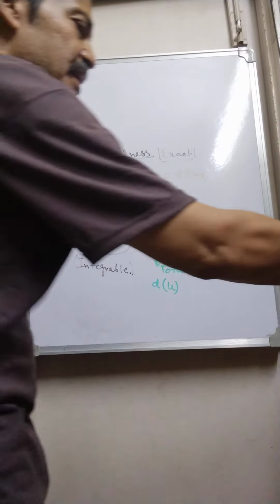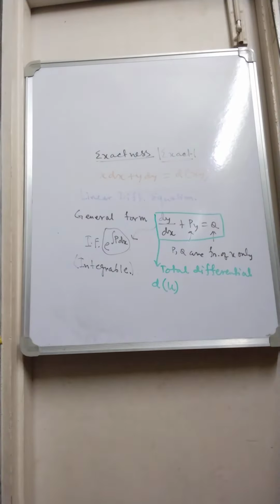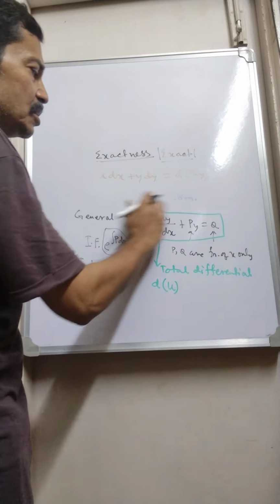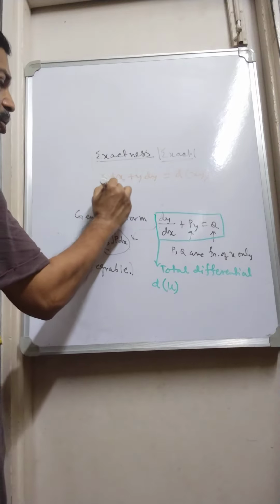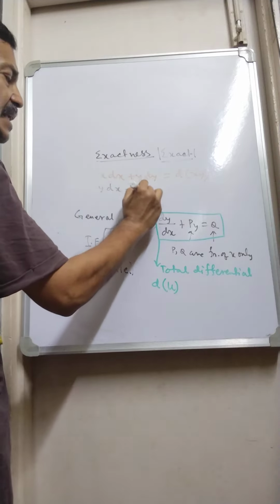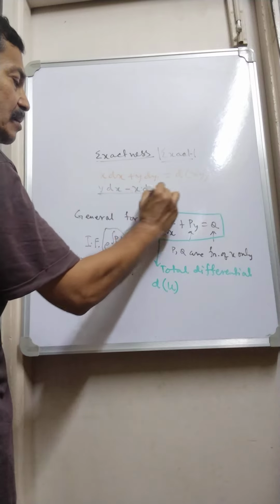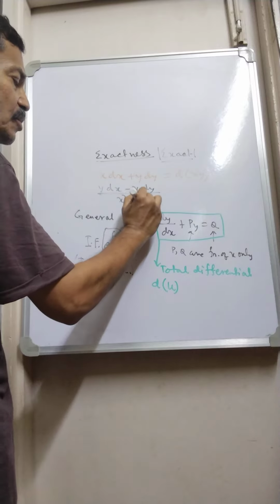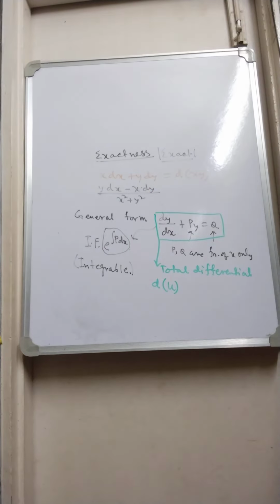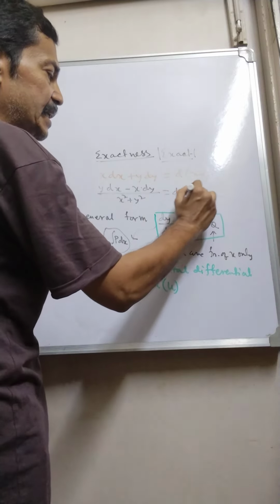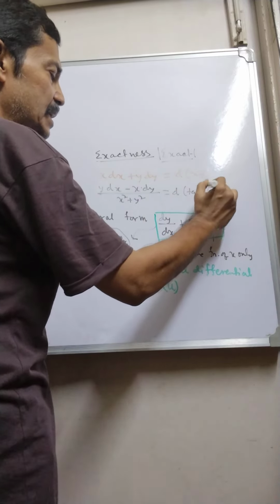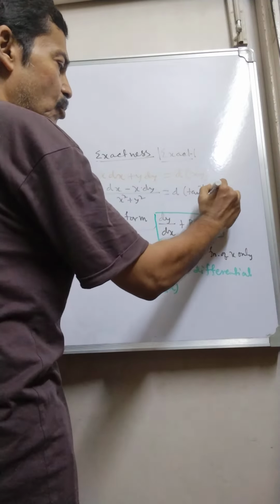We may as well take another example, which is (y dx minus x dy) by (x square plus y square). So this is actually nothing but d of tan inverse y by x.